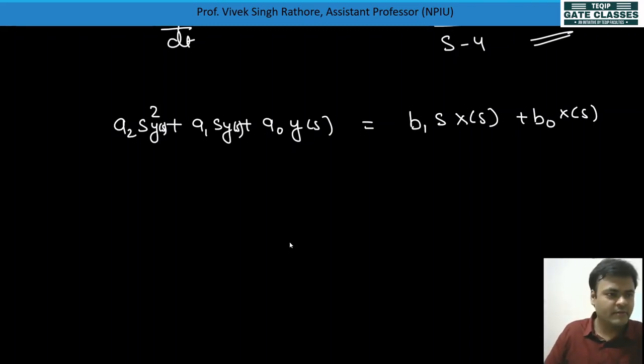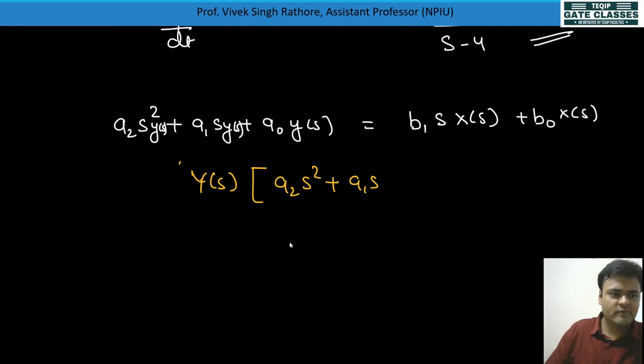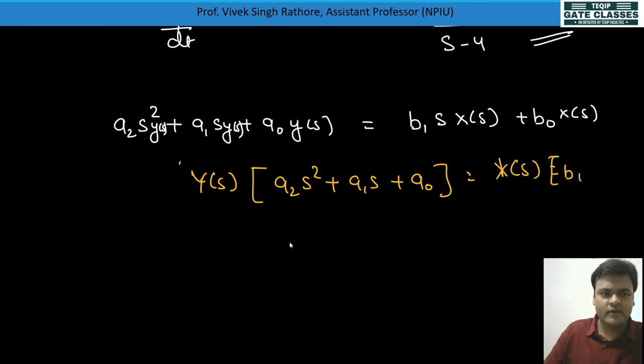This equation is overall linear, because no constant terms are there, and it is a time invariant system, because there is no multiplication of x into y or y square or anything like that. So it is an LTI system, and we can write Y of s common, a2 s square plus a1 s plus a naught, and here X of s can be taken common, b1 s plus b naught.